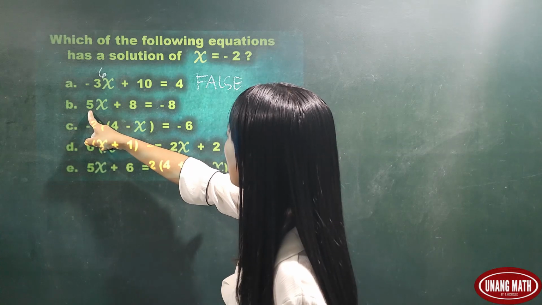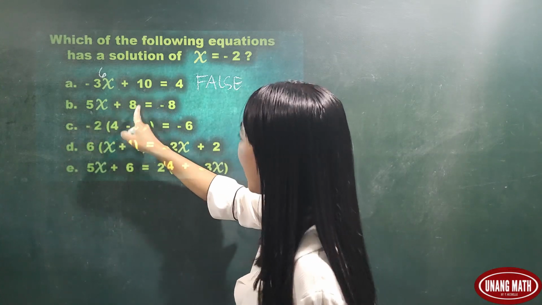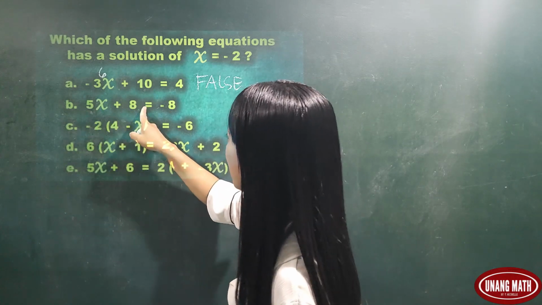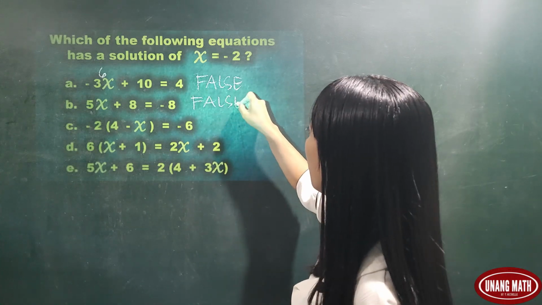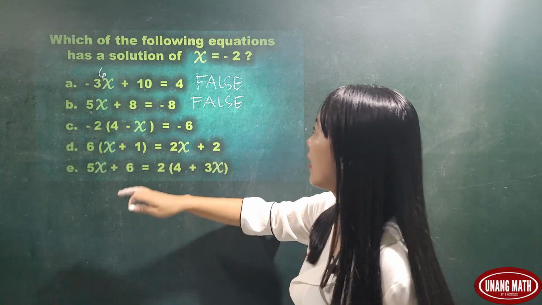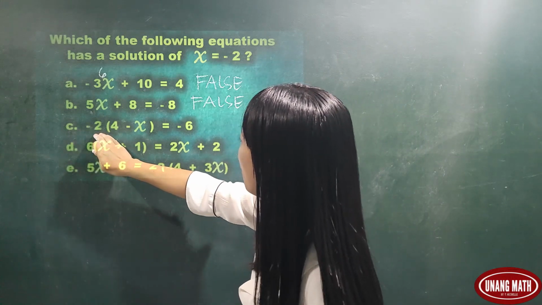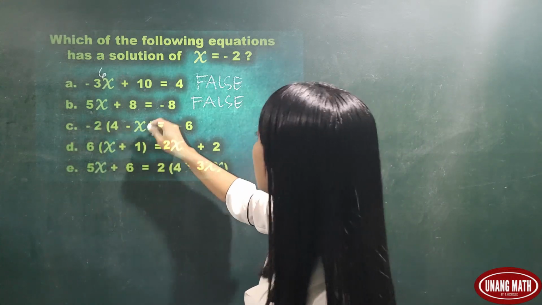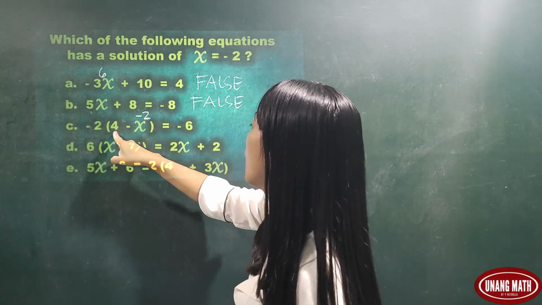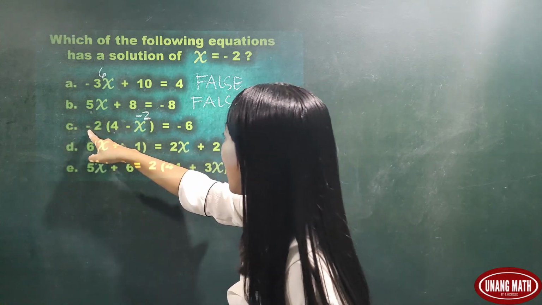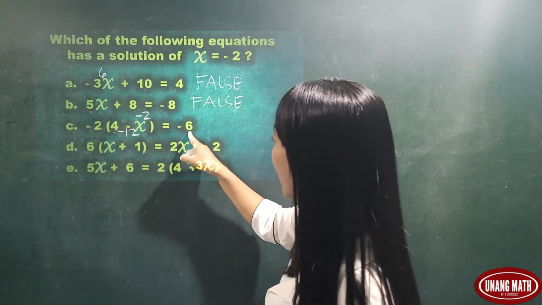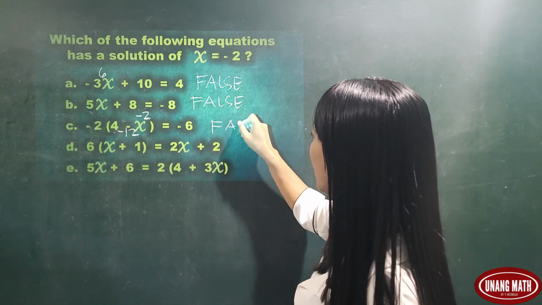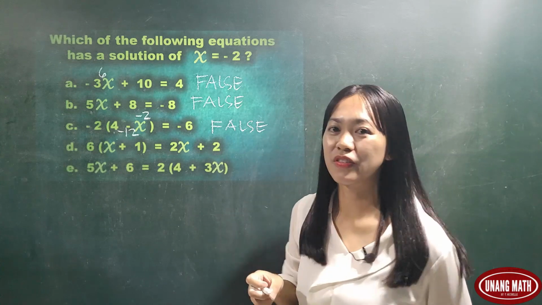Okay, how about the next option? 5 times negative 2 is negative 10 plus 8. So it will be negative 2 is equal to negative 8. So this is also false. Let's go to letter C. So negative 4 and 4 minus, so this is negative 2. So 4 minus negative 2 is 6. So negative 2 times 6 is negative 12, is equal to negative 6. So C is also false.